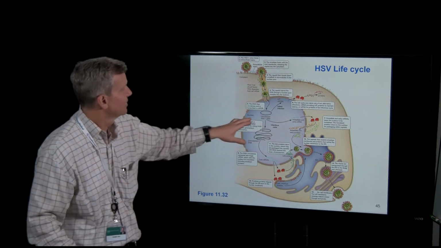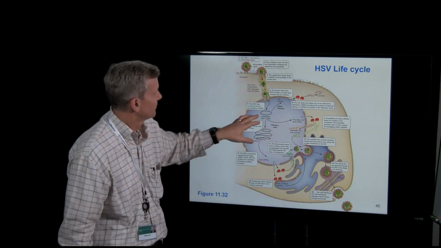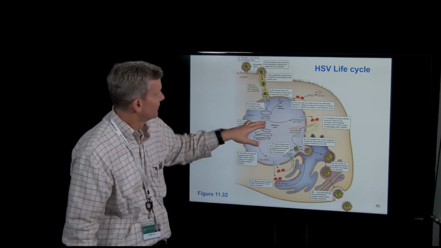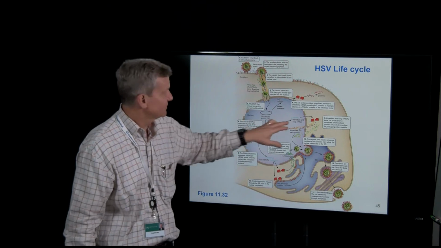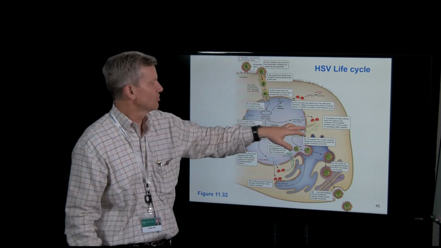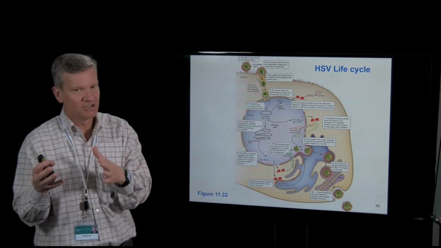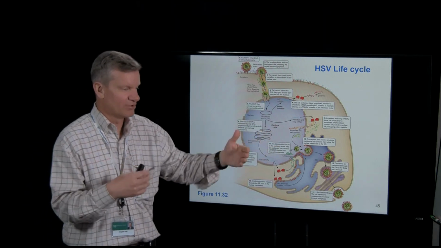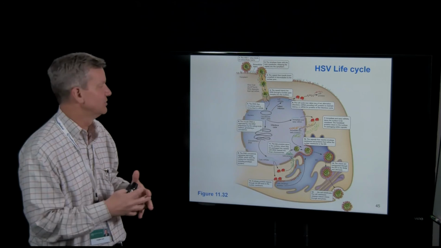Okay, once the DNA circularizes, then one of two things can happen. We can first have an infectious cycle, so we get immediate early, which means they found early genes first, and then they found some genes that happen even before the early genes, and they call them immediate early genes.